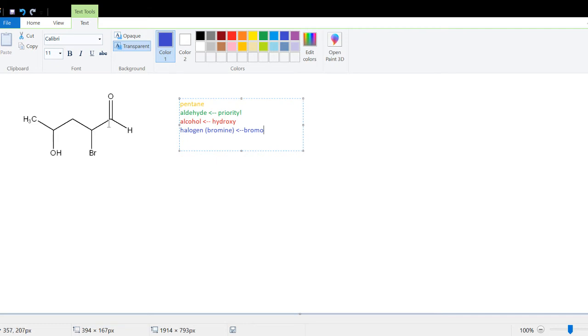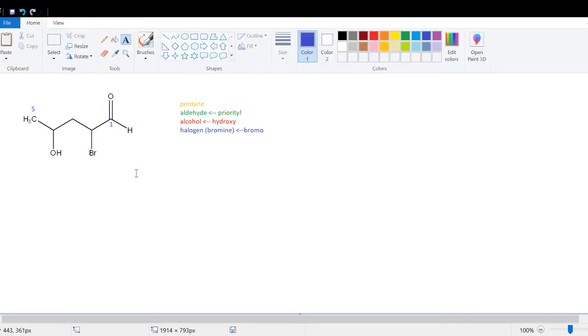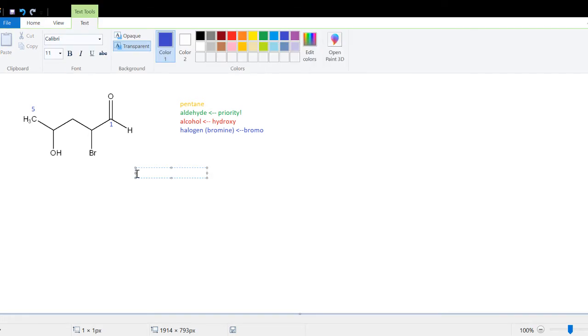Okay, so what I need to do is go through here and number my carbon chain. The carbon with the aldehyde is number 1. The one there at the end is number 5. And so I can put these things together. Bromo comes alphabetically before hydroxy, so I have to put that one first. So that would be 2-bromo, and then the number for hydroxy, and then pent and al.